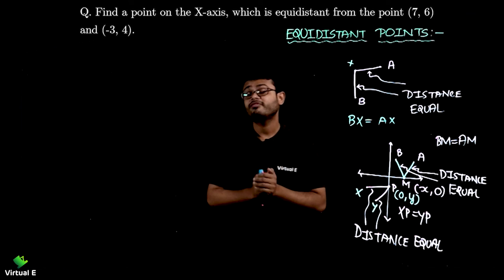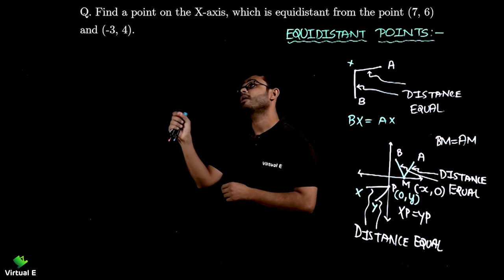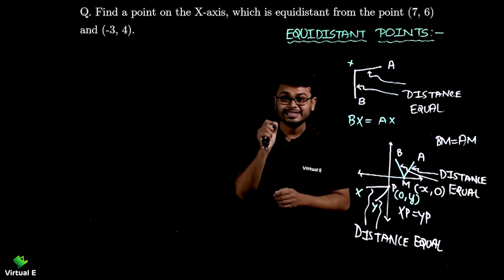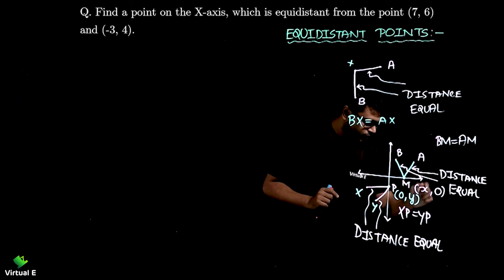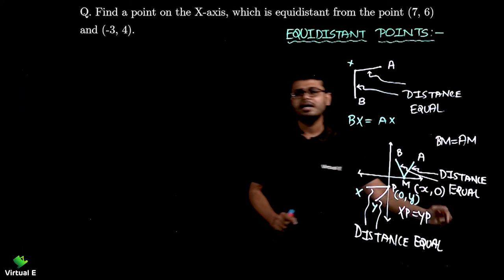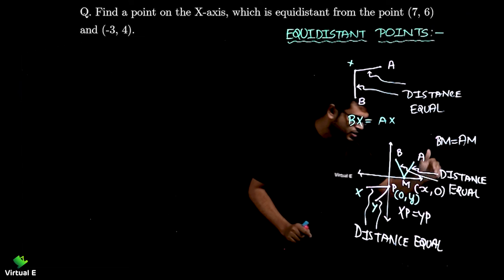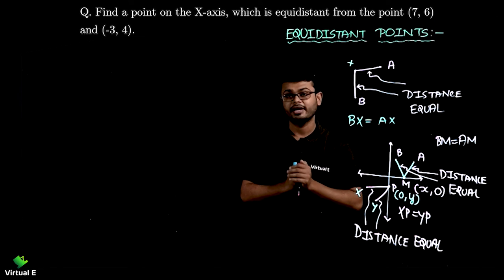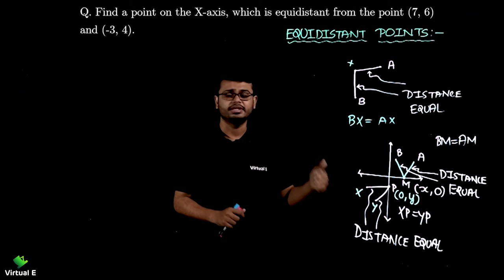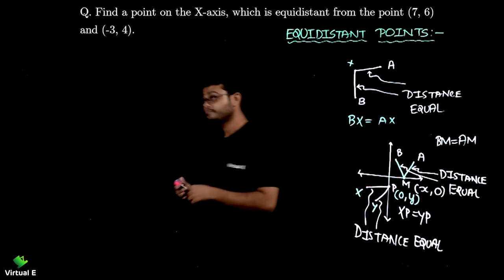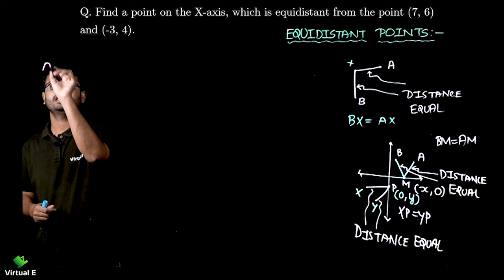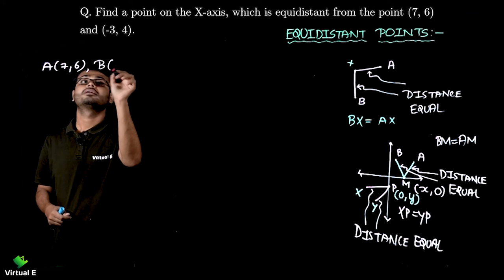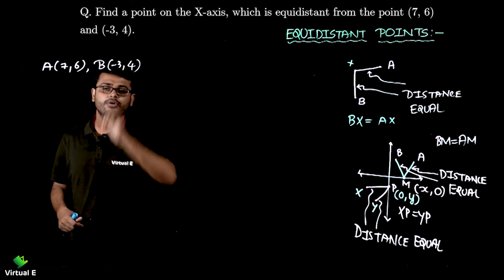Okay. 2 points are given. And where do we want to find? We want to find that point on x-axis. X-axis means we are going to take x comma 0, because it is on the x-axis. We cannot take 0 comma y because that point will be on the y-axis. So let's start. I will be taking, let's say, A 7, 6 and B minus 3, 4.